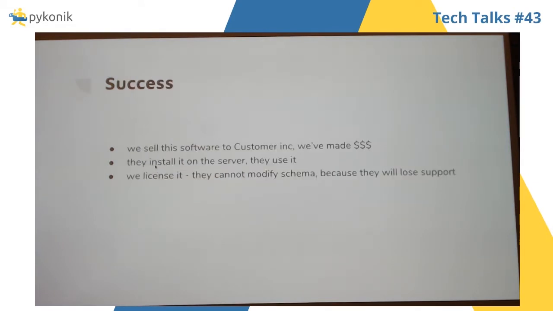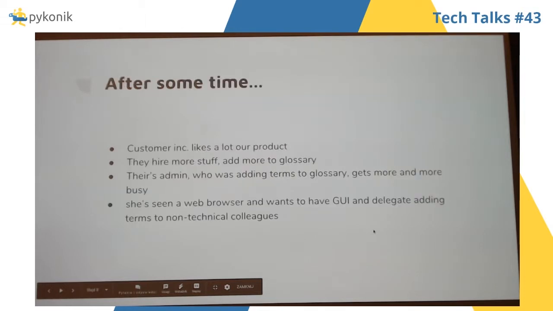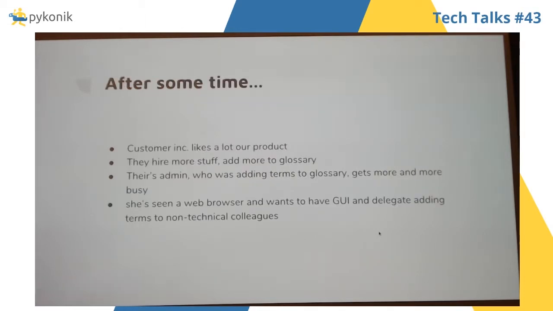So the first success, we sold this software to Customer Incorporation. We've earned money. They installed it on a server. They use it, and we license it, right? They cannot modify the schema because they will lose warranty. Of course, if they play something around, they lose warranty. So we are safe.